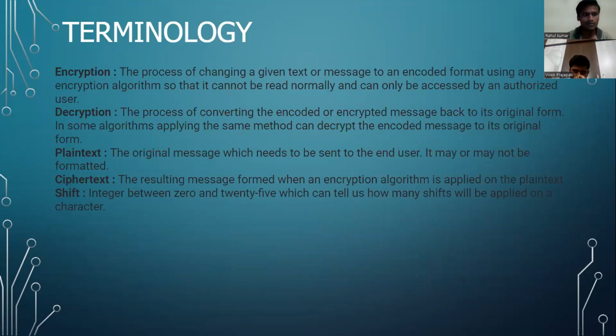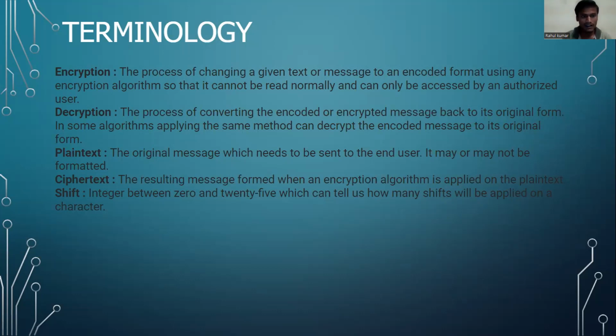There are five terms: encryption, decryption, plain text, ciphertext, and shift. First, encryption is the process of changing a given text or message to an encoded form using an encryption algorithm, so that it cannot be read normally and can only be accessed by an authorized user. Decryption is the process of converting the encoded or encrypted message back to its original form. Applying the same method can decrypt the encoded message to its original form.